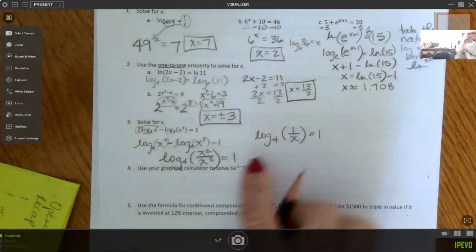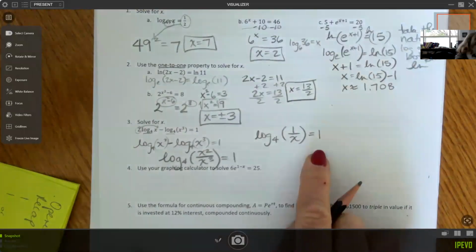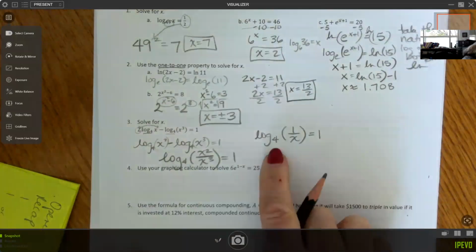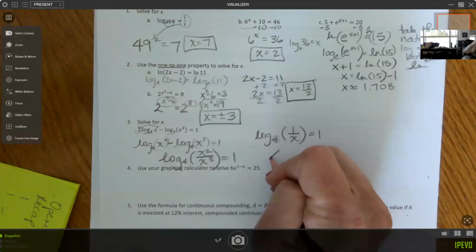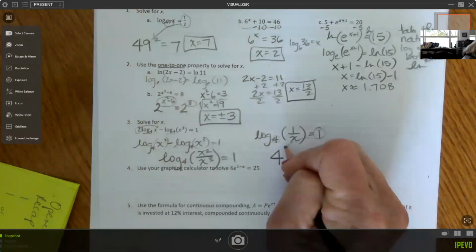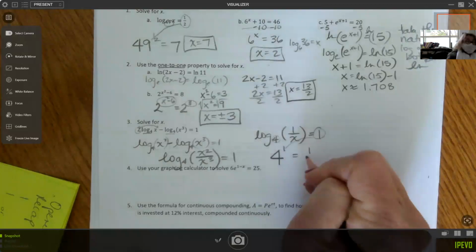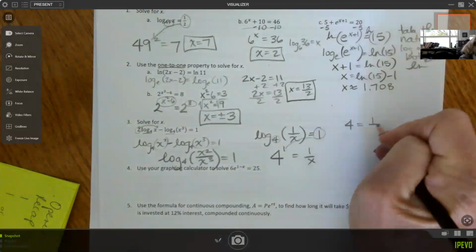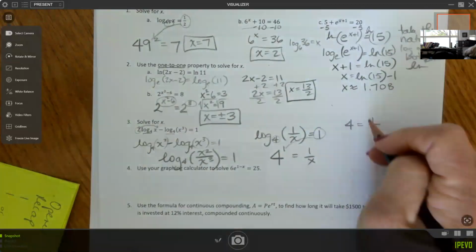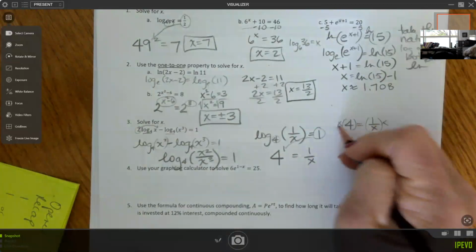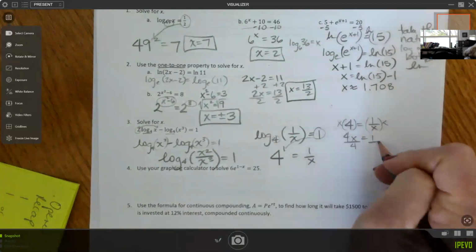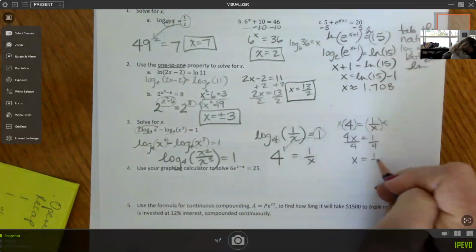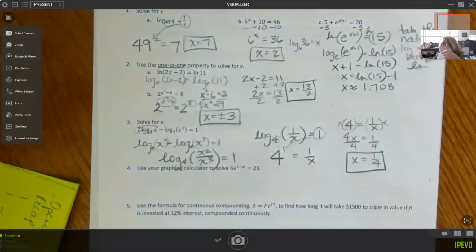At this point, I am switching it to an exponential because I think it's a lot easier to see. This is my base 4, this is my exponent 1, equals 1 over x. So it's just 4 equals 1 over x. Now I just have to solve for x, right? 4x equals 1. Okay, and again, you can just drop it in to make sure it works.